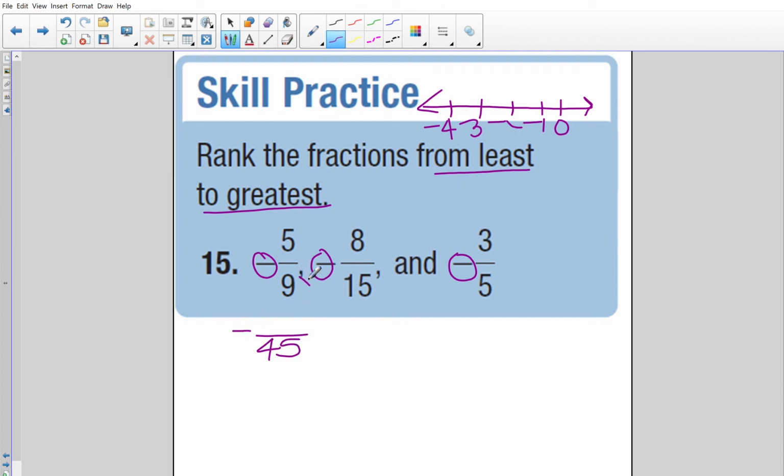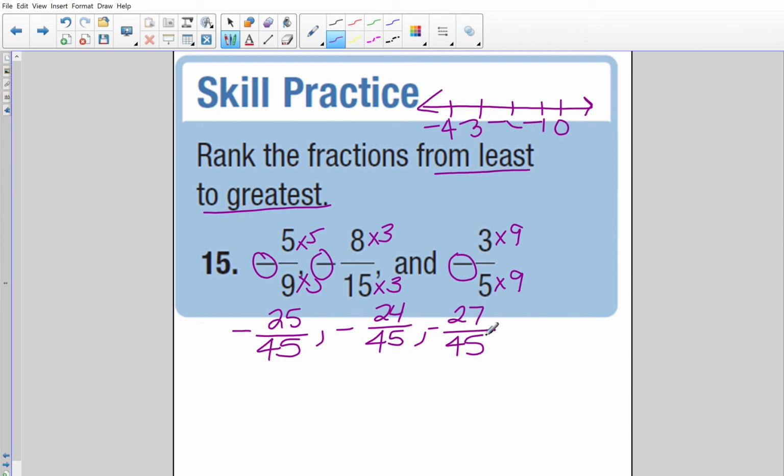So that's times 5, times 5. This is going to be 45 as well. 15 times 3, 8 times 3 is 24. And then I have finally 5 times 9, 9 times 3 is 27. Again, that's negative over 45. So really, I'm looking for the largest number is going to be my least, okay?